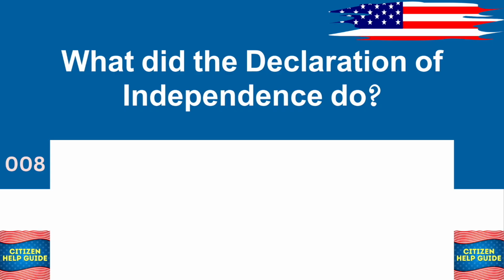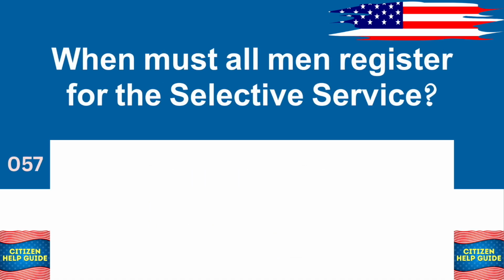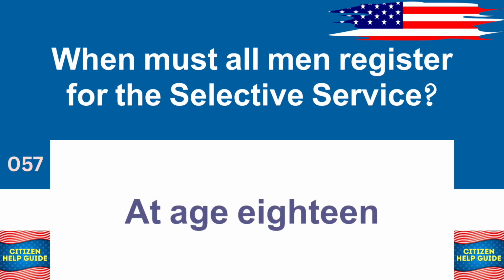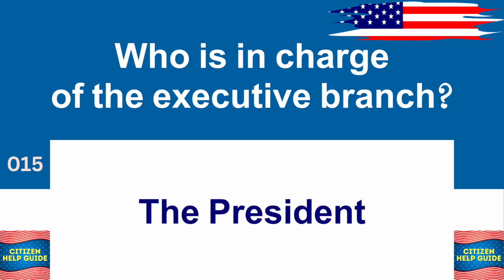What did the Declaration of Independence do? Announced our independence from Great Britain. When must all men register for the Selective Service? At age 18. Who is in charge of the executive branch? The President.